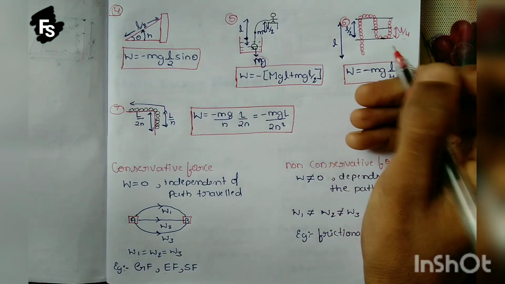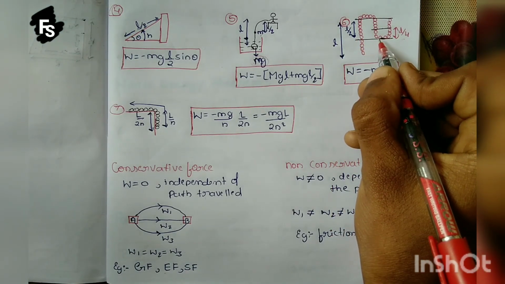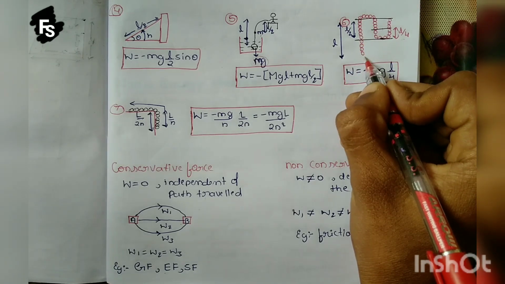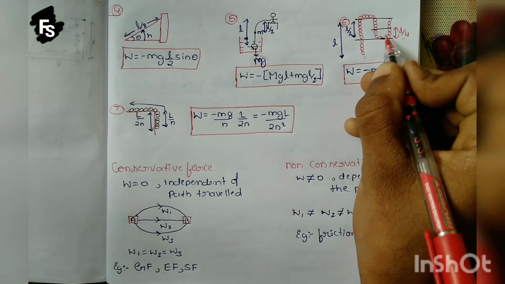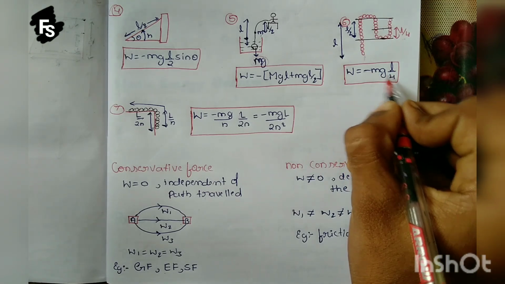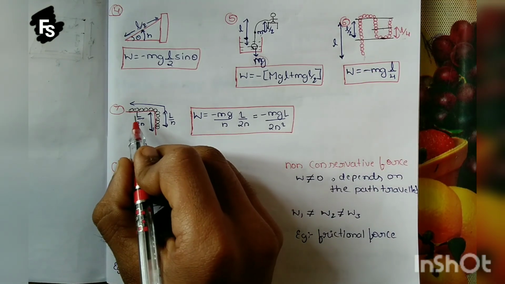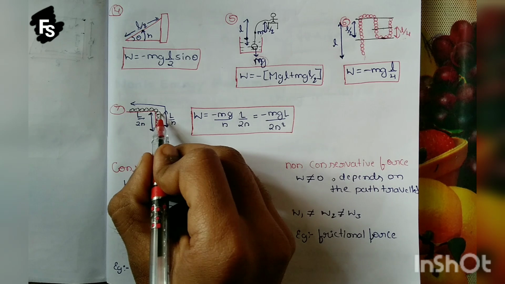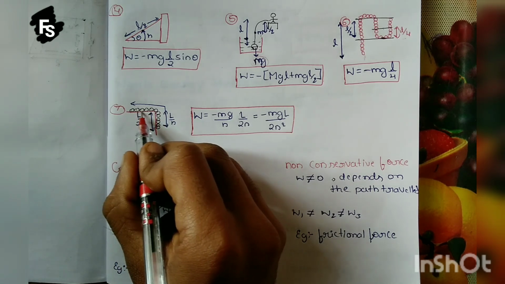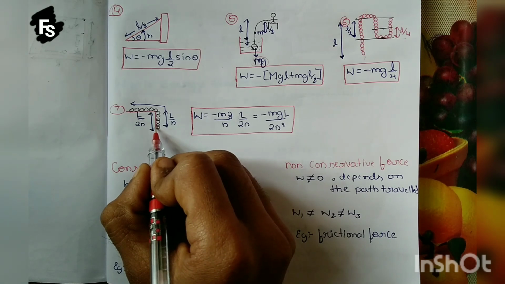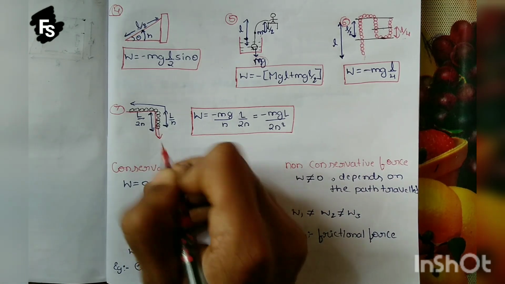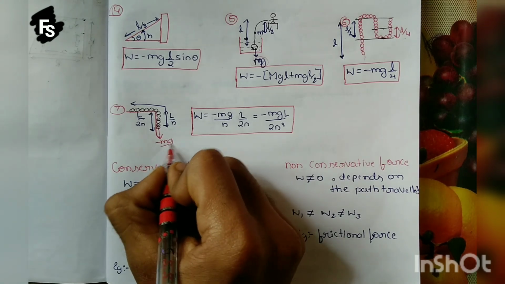Then we move on to the sixth application. If you have to lift the chain from here to here, we have to pull here. So what is the work done in lifting from here to here? Then minus mg L by 4. Okay, next, seventh. If a chain having n rings is lifted from here to here, then what is the work done? Work done is equal to force. What is the force acting? Minus mg by n.